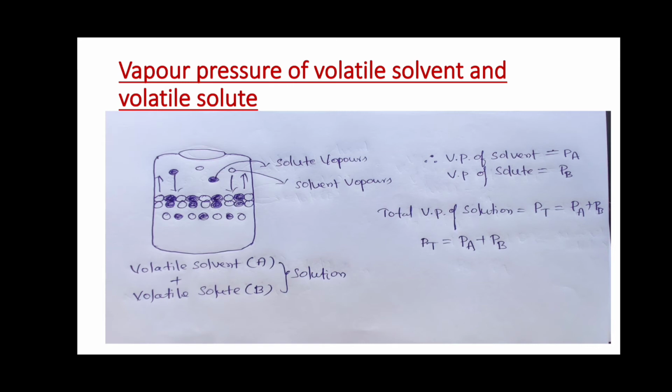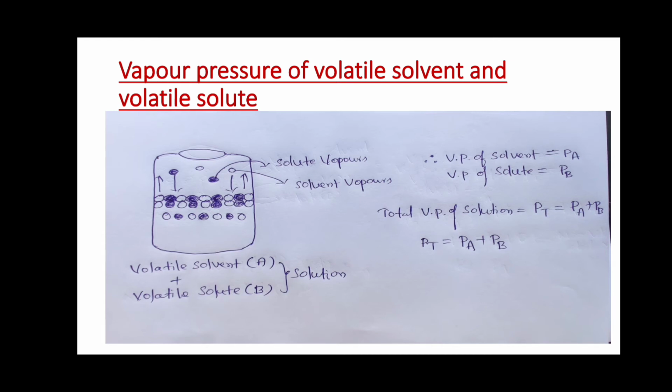These both vapors again create the partial pressure on the surface of the solution. So they create two types of vapor pressures: vapor pressure of the solvent and vapor pressure of the solute. Let us take A as the solvent and B as the solute. So vapor pressure of the solvent is PA, and vapor pressure of the solute is PB.